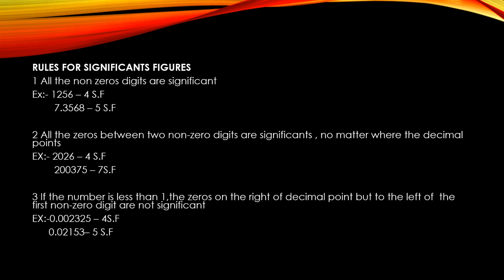See the third rule. If the number is less than 1, the zeros on the right of the decimal point but to the left of the first non-zero digit are not significant. For example, 0.002325. Here we have 4 significant figures. 0.02153. Here we have 4 significant figures. So zeros before the first non-zero digit are not important. They only show the position of the decimal, so we do not count them.